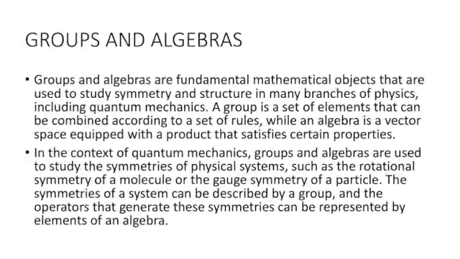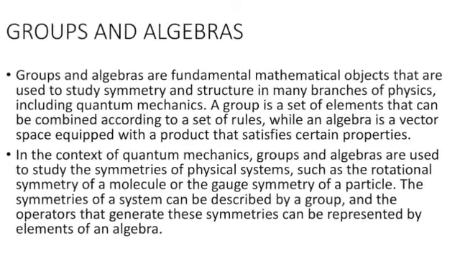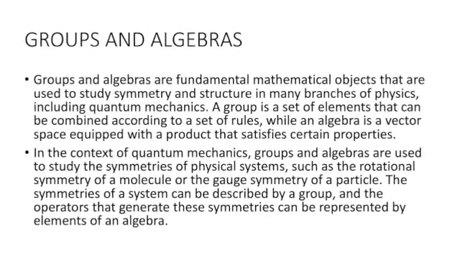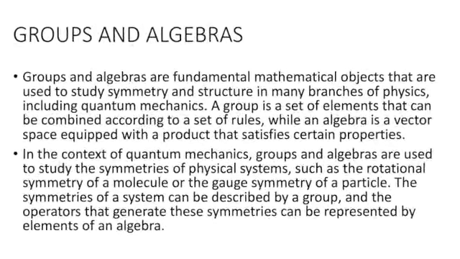Group actions, orbits, and stabilizers are used to study the symmetries of physical systems. For example, the action of the group SO(3) on a molecule can be used to classify the vibrational modes of the molecule. The stabilizer of a particular mode corresponds to the symmetry operations that leave the mode invariant.